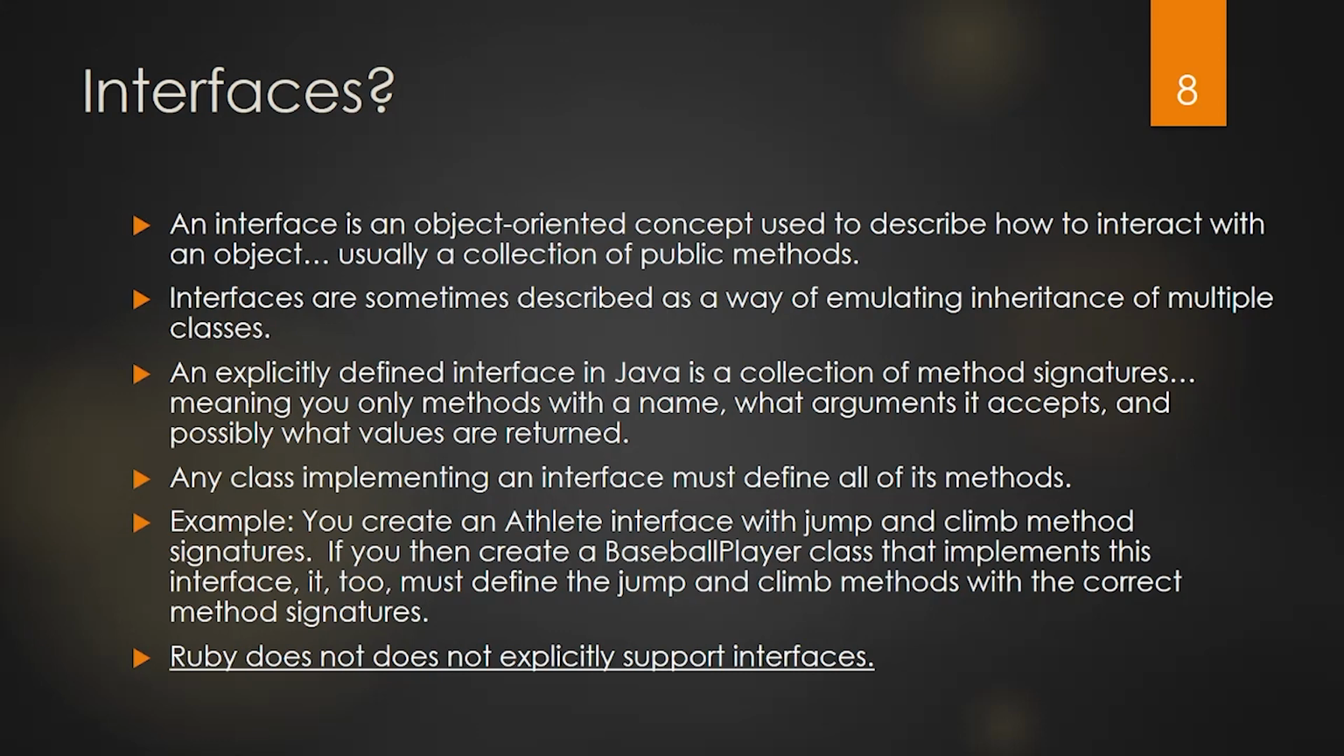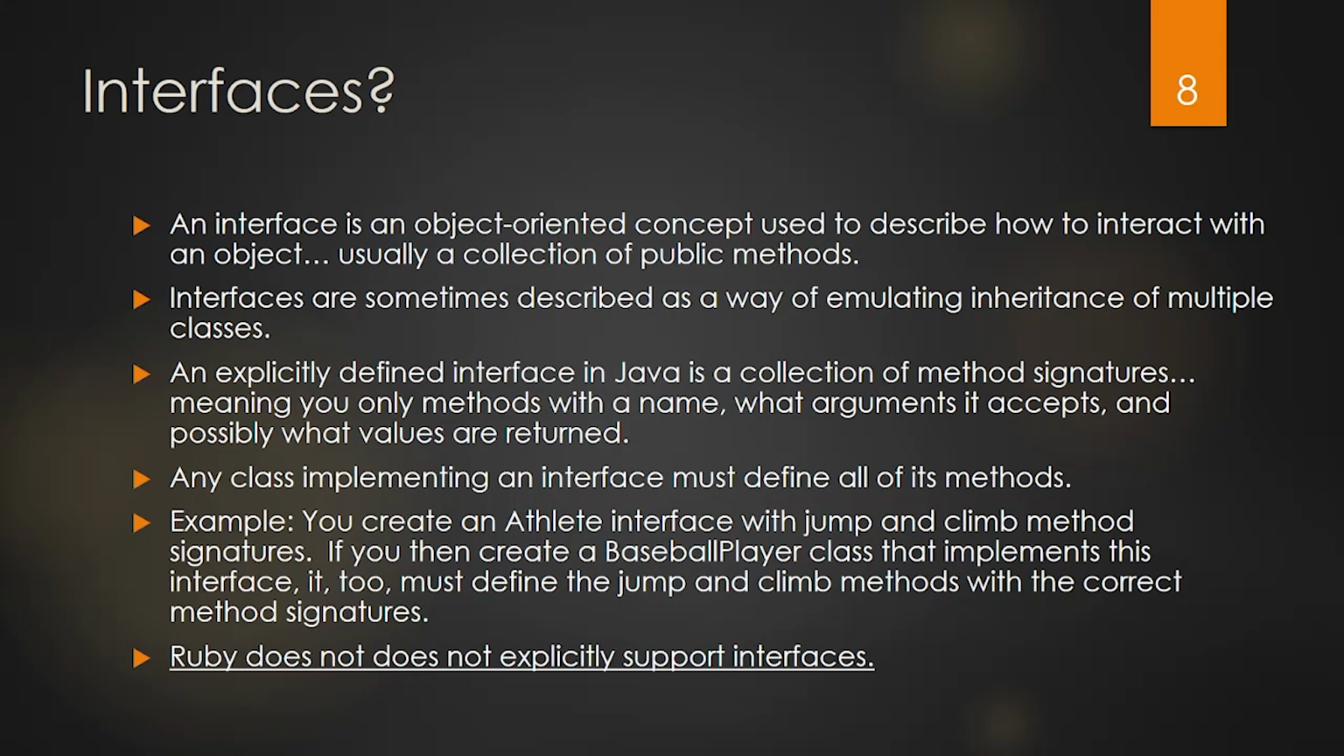Interfaces are sometimes described as a way of emulating inheritance of multiple classes. To use Java as an example, it's just like Ruby in that you can only inherit from a single class. However, you can implement multiple interfaces. An explicitly defined interface in Java is actually just a collection of method signatures, meaning you only have the method's name, arguments, and return values, but no body. It becomes up to the class implementing the interface to actually define the bodies of the methods.